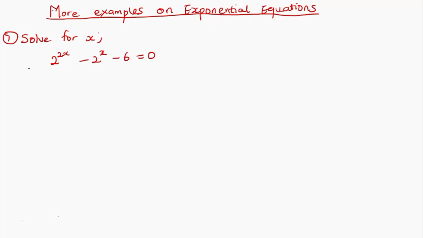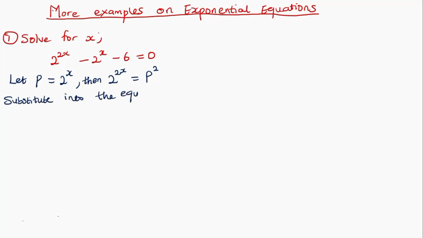The first thing we want to do is say let p be equal to 2 raised to the power of x. Then the first power, which is 2 raised to the power of 2x, is equal to p squared. Now if we simply substitute this into the equation, we have p squared minus p minus 6 is equal to 0.